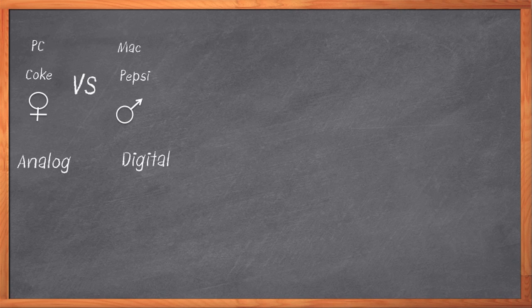Some things in the world really are just black and white, right? Like PC or Mac, Coke or Pepsi, boy or girl, analog or digital. Yeah, there can't really be any in between, can there? This is true in powering our designs as well.